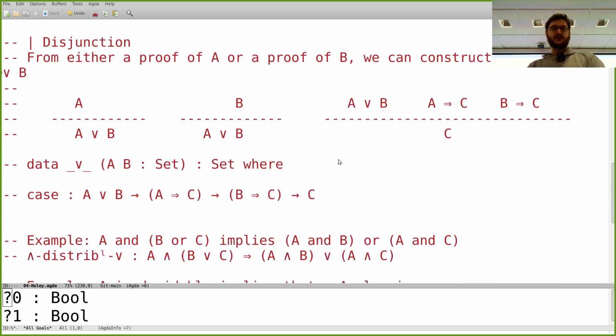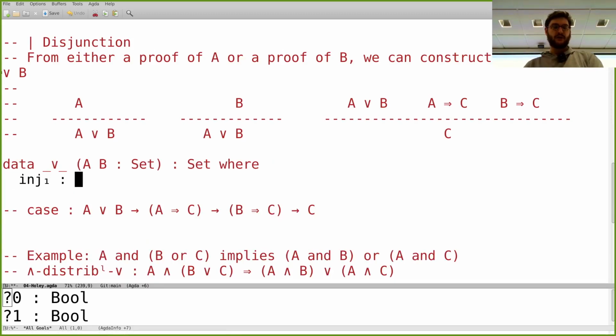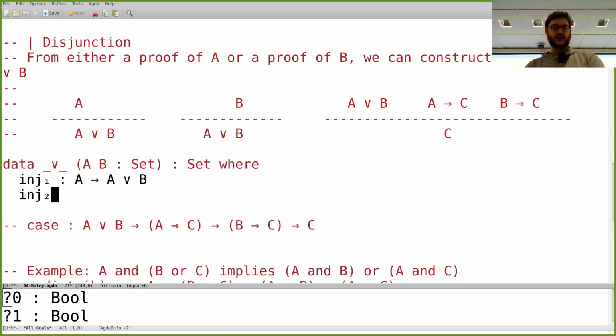So for disjunction, we have two introduction rules. If we have an A, we can prove A or B. And if we can prove B, then we can prove A or B. So that translates into a data type with two constructors. If I have an A, I can prove A or B. And the other constructor tells me if I have a B, I can prove A or B.